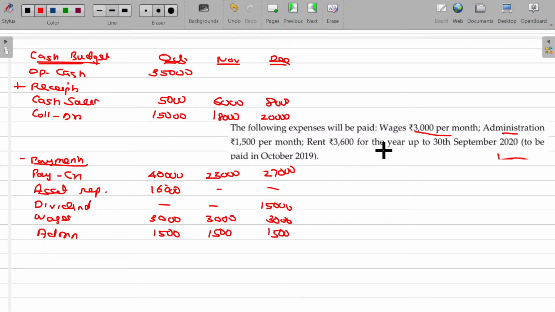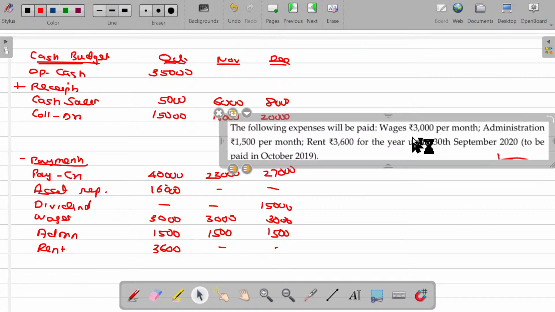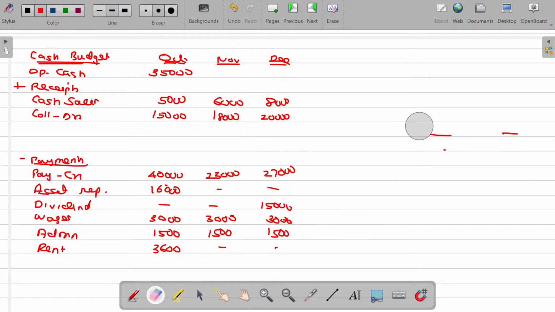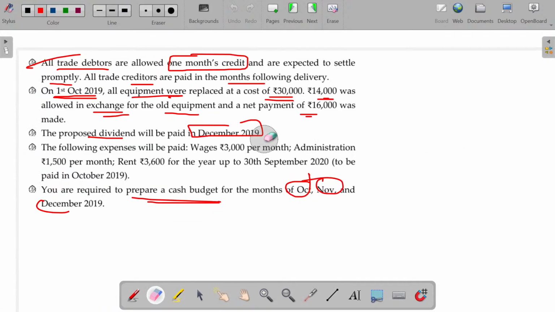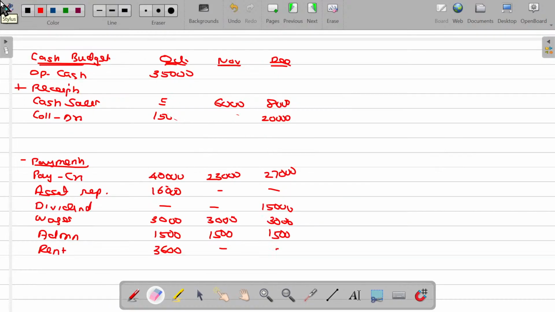Rent of rupees 3,600 for the year up to 30th September, paid only in October. We pay rent 3,600 per year, payable only in October. Thereafter, again, we'll pay the next year only, not every month. Clear? So we have posted all the payments here. That's all. We have completed all these things.